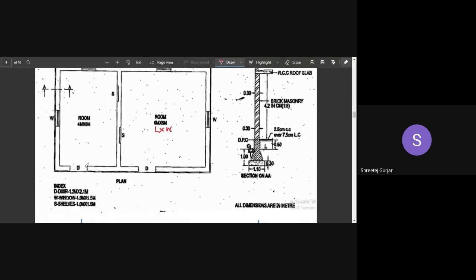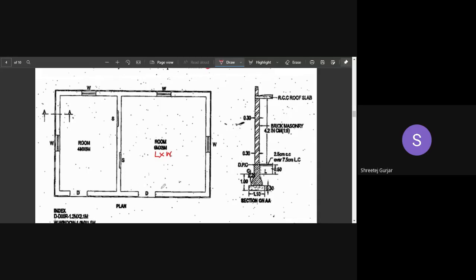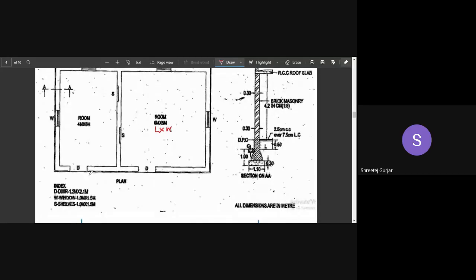It has two doors, and these doors are of the same size, so they have mentioned them as D and D. If these doors were of different sizes, they would be mentioned differently, as D1 and D2. Since these doors are of the same size, they are mentioned as D. The door size they have given is 1.2 meter by 2.1 meter in height. So 1.2 meter is the width and your height is 2.1. This is the detail of your door.